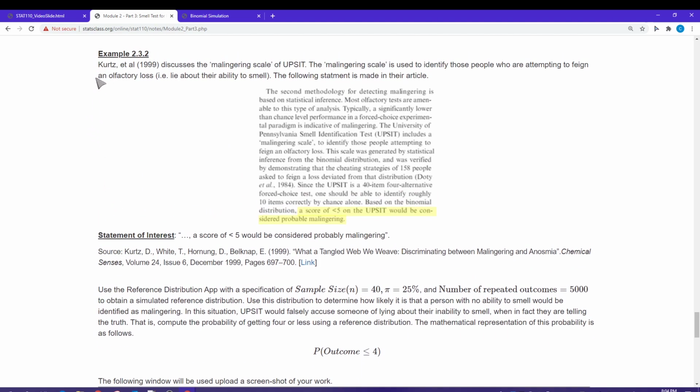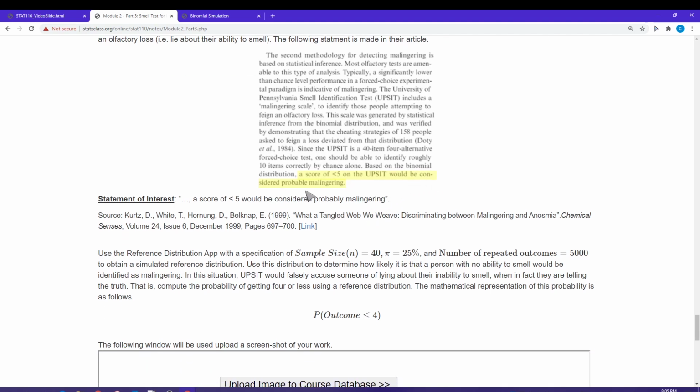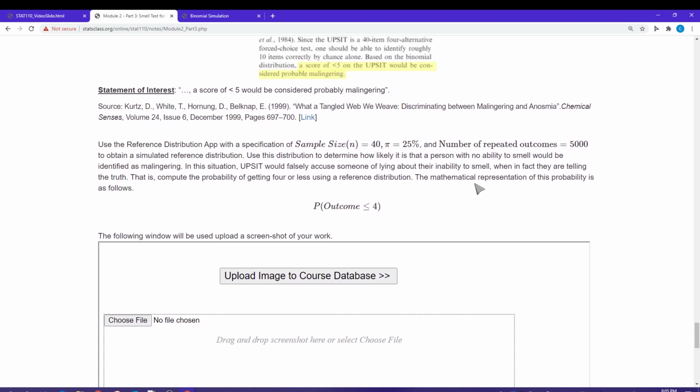Here's another article that talks about the malingering. And the malingering, again, is the faking about their ability. So if they have built this test, they want to make sure to guard against that situation. They don't want people to abuse their test. So they've made a statement that a score of less than 5 would be considered probable malingering. So less than 5 means you would have 4 or less correct.